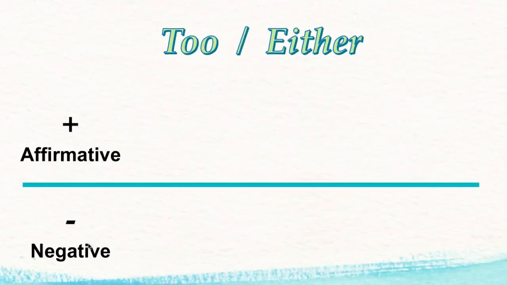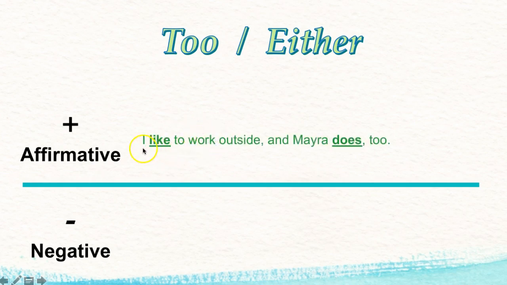We'll start with to and either. For positive or affirmative sentences, you can use to. For negative sentences, you can use either. Both to and either use the same word order. For example, I like to work outside and Myra does too. This is a positive sentence, I like, so we use a positive auxiliary verb, does.